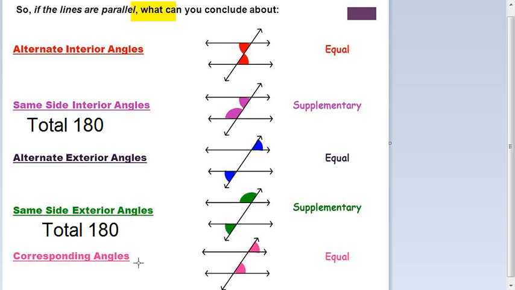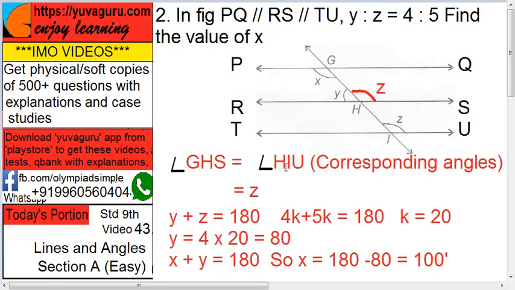And last is corresponding angles, which means they fall on the same side of the middle transversal, we call it. So the middle line, they fall on the same side, so they are always equal. See this GHS and HIU, they are on the same side, so they will be equal. So it is Z, this will be Z now. So once this is Z, for GHR and GHS, that means Y and Z, if you combine them, they become supplementary angles because this is a straight line.